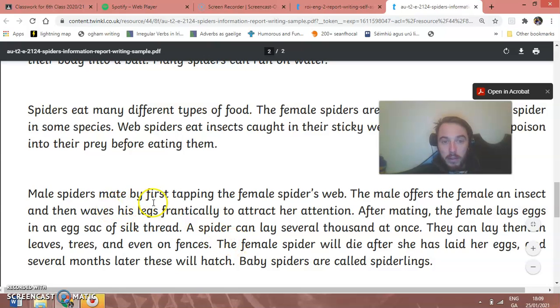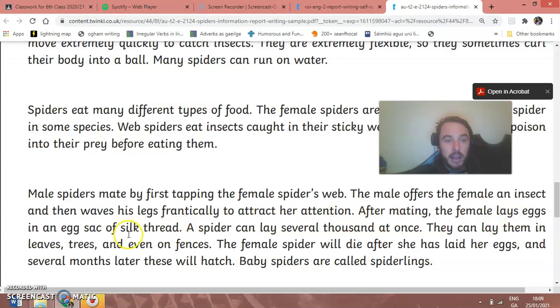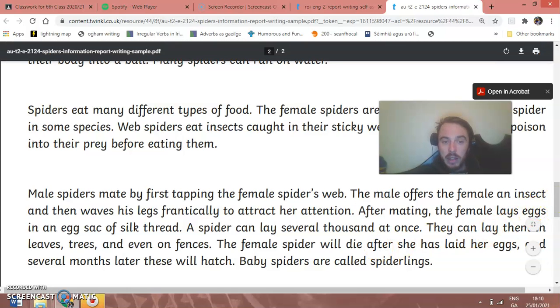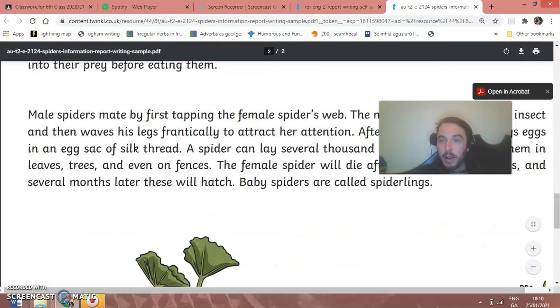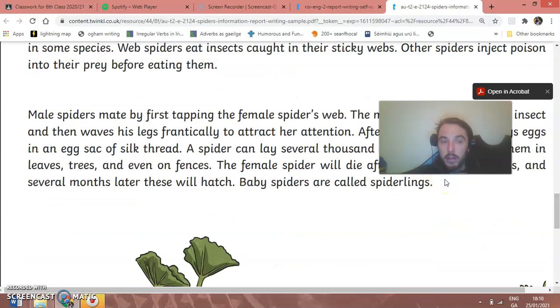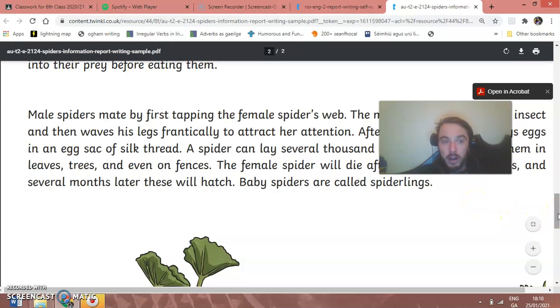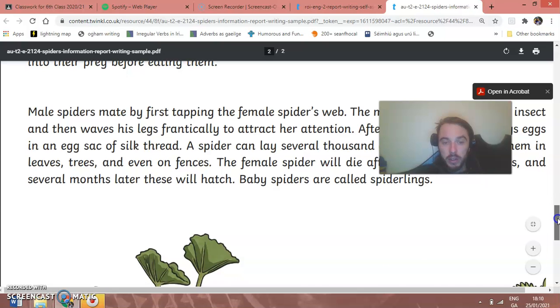Male spiders mate by first tapping the female spider's web. The male offers the female an insect and then waves his legs frantically to attract her attention. After mating, the female lays eggs in an egg sac of silk thread. A spider can lay several thousand at once. They can lay them in leaves, trees, and even on fences. The female spider will die after she has laid her eggs. Several months later, these will hatch. Baby spiders are called spiderlings. Very good paragraph, loads of great information, but again, we're missing the title of the paragraph. I'd probably call it spiders mating or something like that.